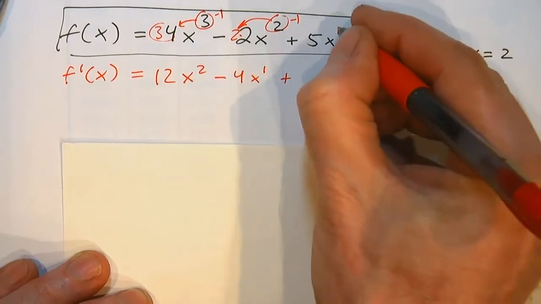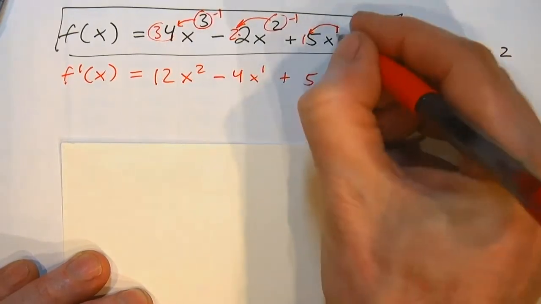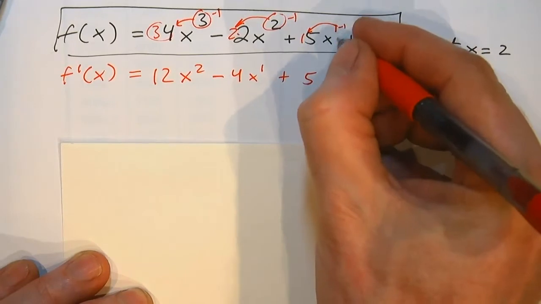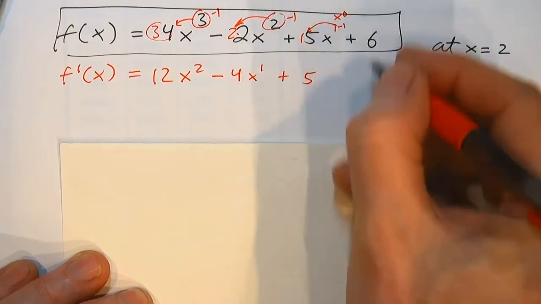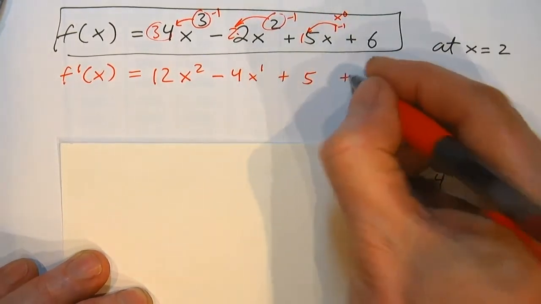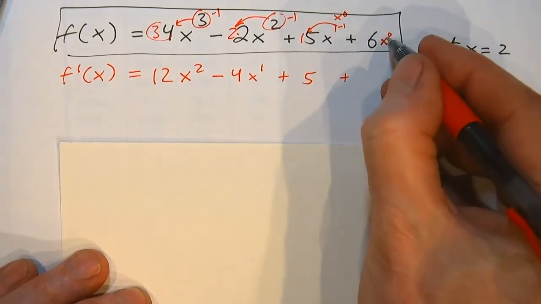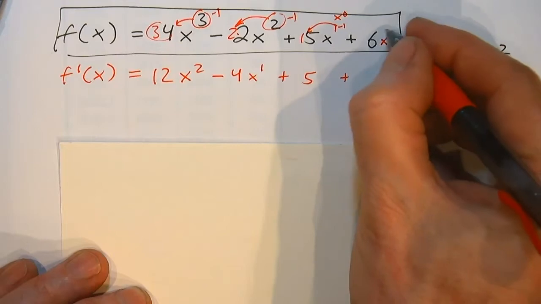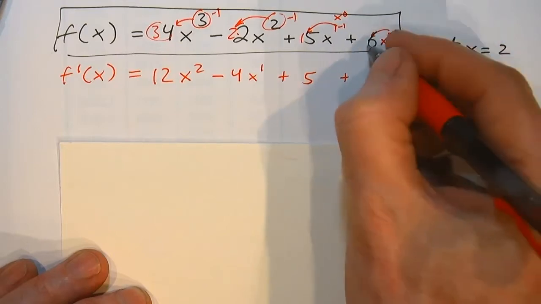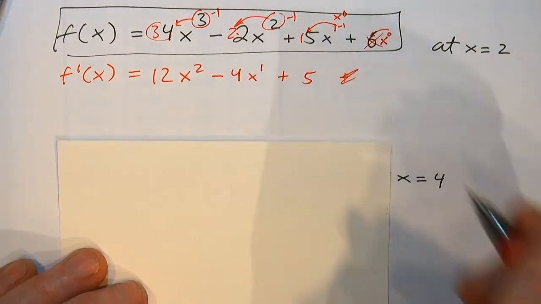This is a 1. 1 times 5 is 5. 1 minus 1 is 0. Do I really need to write x to the 0? No. And this last one, wait. Right now it is the 0 power, right? Bring 0 to the front. 0 times 6. This is just gone. So you don't even have that.